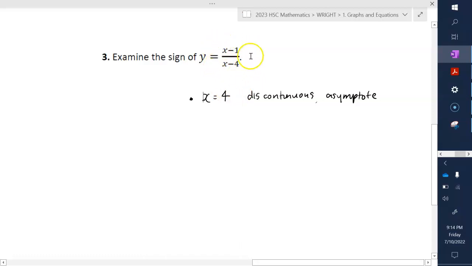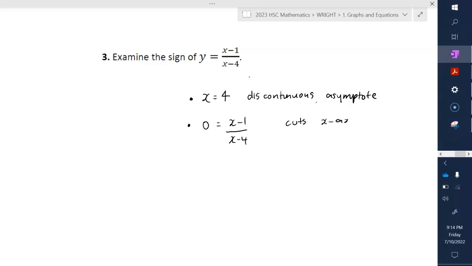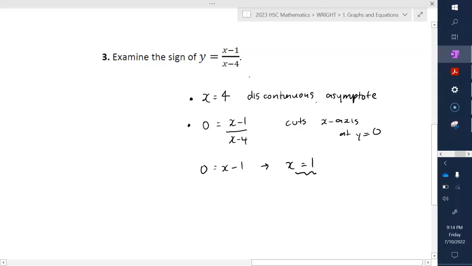It cuts the y-axis when x is equal to 0. It cuts the x-axis when y equals 0. So let's pop y equal to 0 in there. This is where it cuts the x-axis. If I multiply both sides by x minus 4, I'm going to get 0 equals x minus 1. So x equals 1 is a 0. So we've got 2 points that are important to start with: an asymptote and a 0.